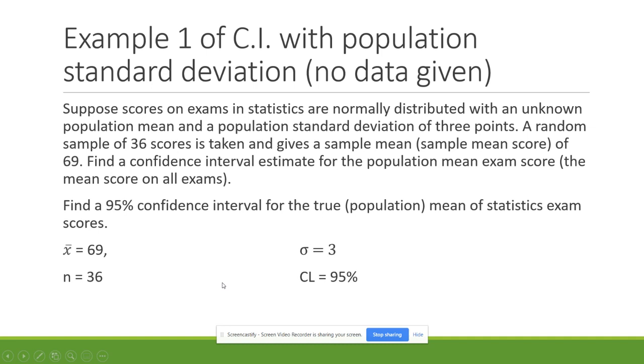So suppose scores on an exam in statistics are normally distributed with an unknown population mean and a population standard deviation of 3 points. A random sample of 36 scores is taken and gives a sample mean score of 69. Find the confidence estimate for the population mean exam scores, which is the mean scores for all of the exams.